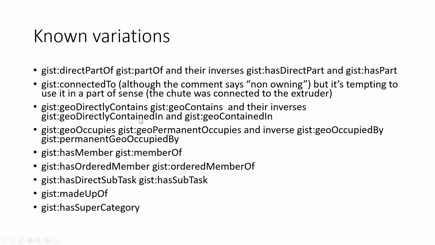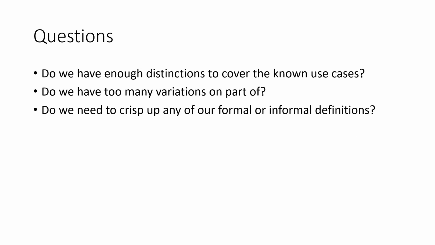We've got the analog to the direct part, but then I noticed, and we'll talk about this at the end of this call, that we've got a geo occupies and a permanent occupies that may be a bit redundant. We've got members and member of for collections. We've got ordered members and ordered members of. We have subtasks and direct subtasks. We have made up of, which we'll get to in a minute. And we've got a super category, which is a bit of a stretch to think of, but bear with me. So here's what we're going to try to cover today.